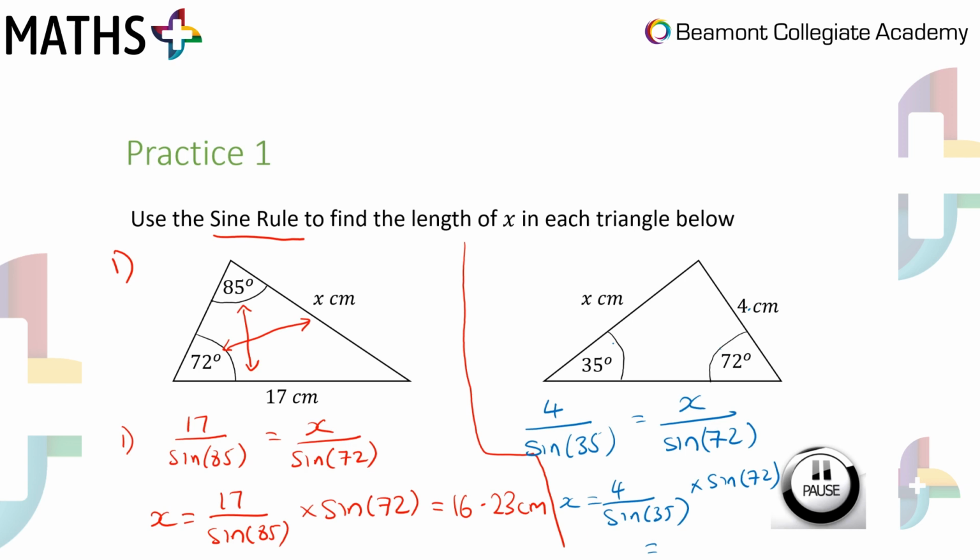So again, put that into your calculator. Really important in the exam that you don't cut corners, that you write that level of working out down. And that will give me 6.63. And again, that looks about right. My answer's got to be bigger than 4 because the length that we were looking for was opposite a bigger angle. So a bigger side will be opposite a bigger angle.